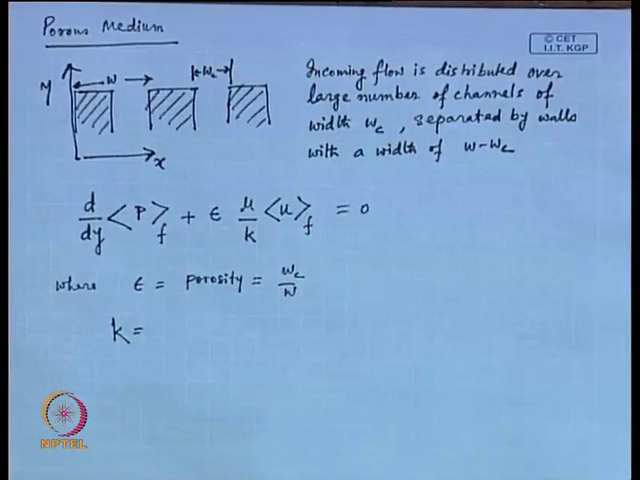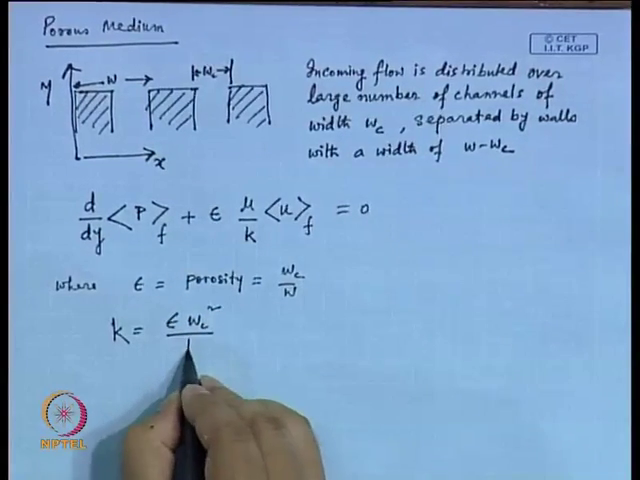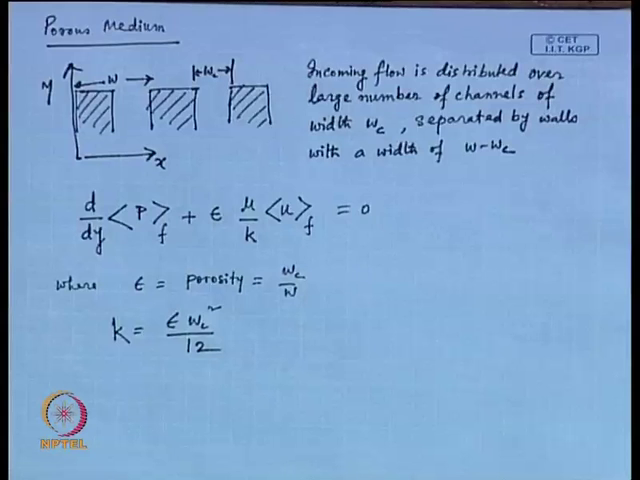Now, it has been shown that when you have a channel and you want to find the permeability for a flow through a channel, there is an expression available. When you have flow between two parallel plates, two parallel walls, and the flow through that channel which is made by two parallel walls, you can come up with an expression for K, and that expression is given by epsilon W c square divided by 12. That is how it is given.